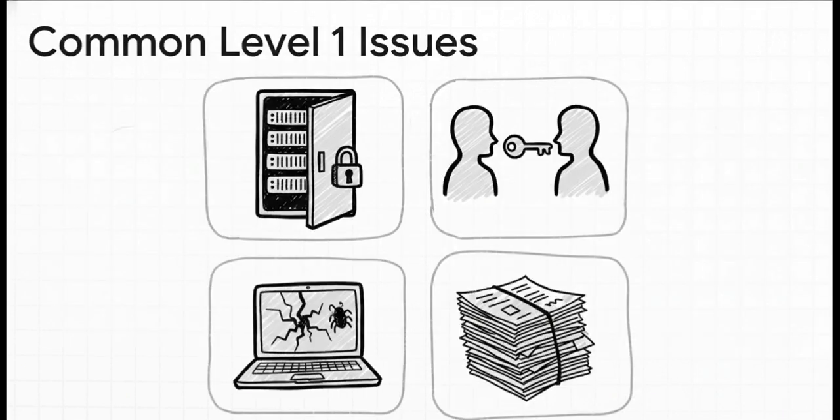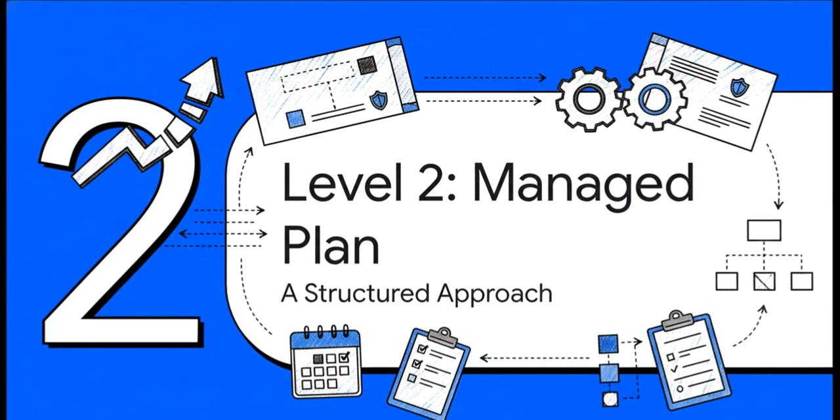So what does this Level 1 stuff look like? Well, it's usually the basics, the low-hanging fruit. An unlocked server room, classic physical issue. Employees sharing passwords, a huge people problem. Unpatched software, that's like leaving the digital front door wide open. At this stage, you're just playing whack-a-mole with the biggest, most obvious risks. But just fixing problems as they pop up, that's not a real long-term strategy, right? That's where Level 2 comes in.